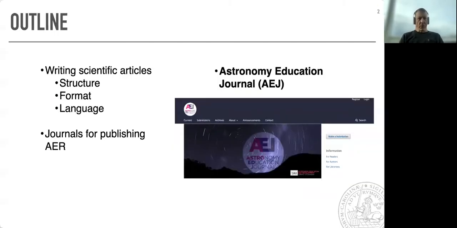The outline of my talk will follow this structure. First, I'm going to talk about writing scientific articles overall, and then I'm going to talk about publishing astronomy education research in different journals. And I'm going to end up with talking more about the Astronomy Education Journal.